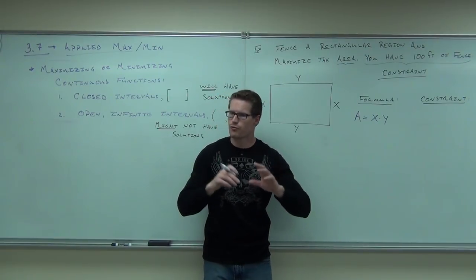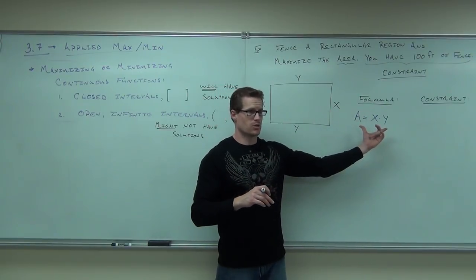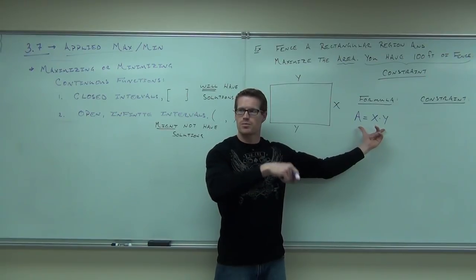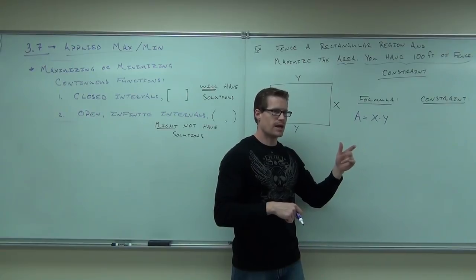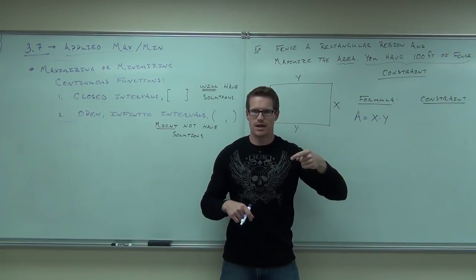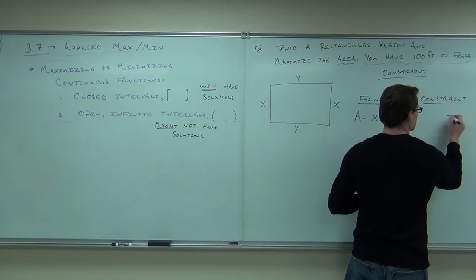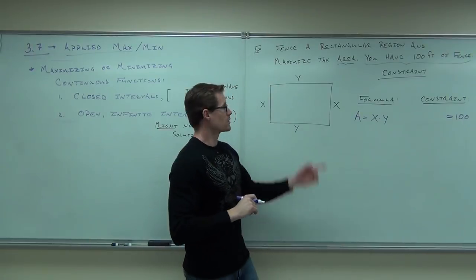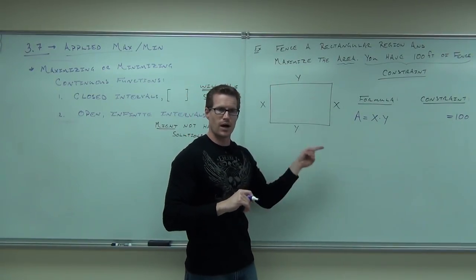So right here, our formula we're trying to maximize is the area. You with me on that? That's what the question says. But a formula that's inherent in our problem has to do with our constraint. And it says, well, I know that if I add up all the sides, it has to equal how much? Now, add up all the sides. How much do you get? Good. If I add that up, I add this one, this one, this one, this one. That's two X's plus two Y's.